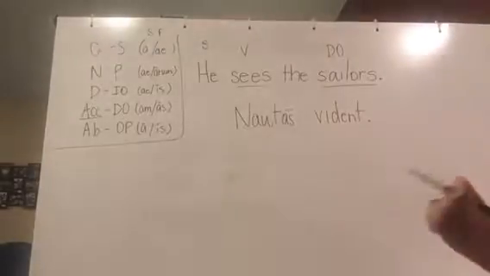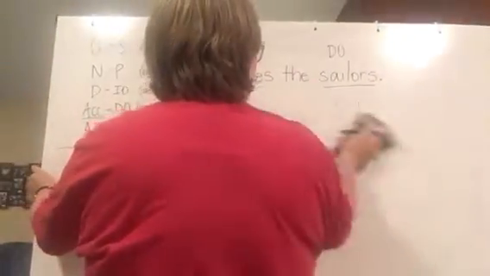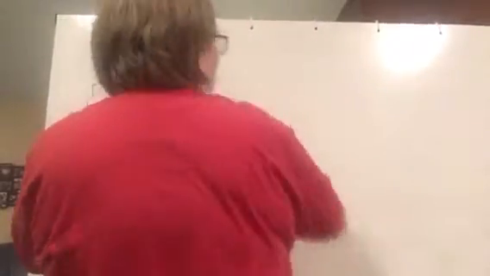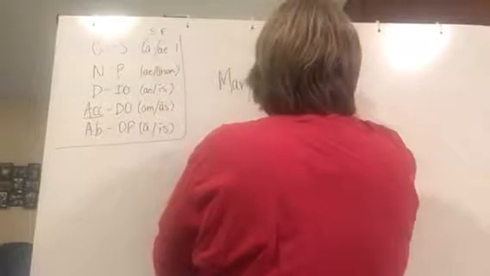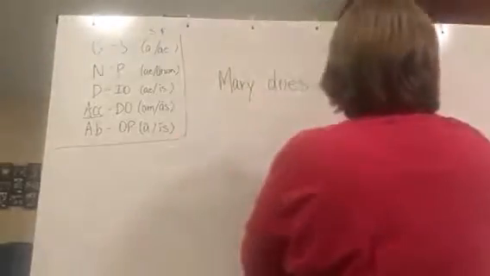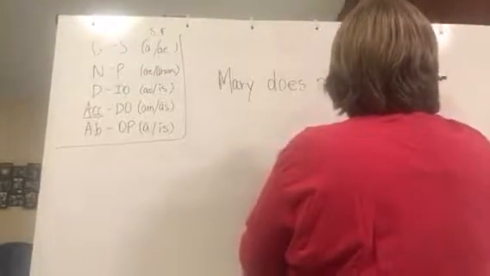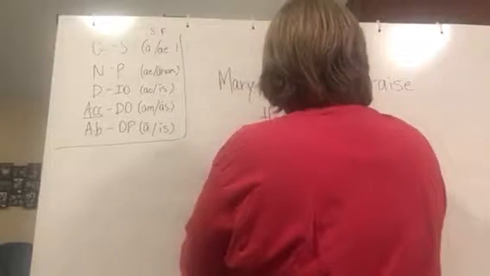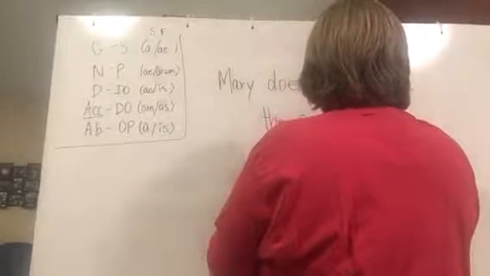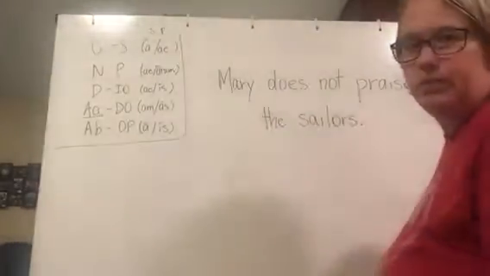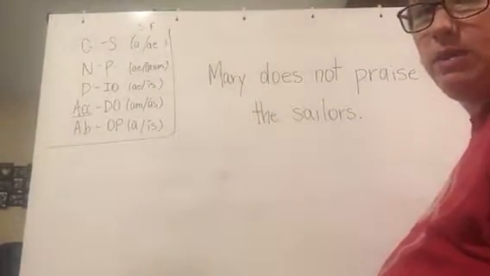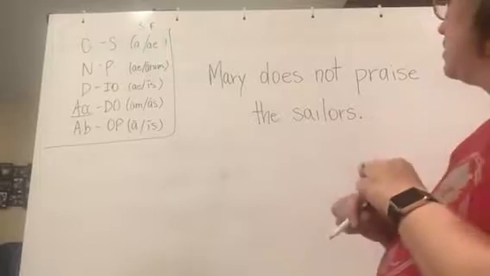Let me do one more for you. I'm going to copy it out of the book. So give me just a second. Okay, here's our sentence. Mary does not praise the sailors. Okay, hopefully y'all can see that all right there. Maybe that'll help. Okay, Mary does not praise the sailors.